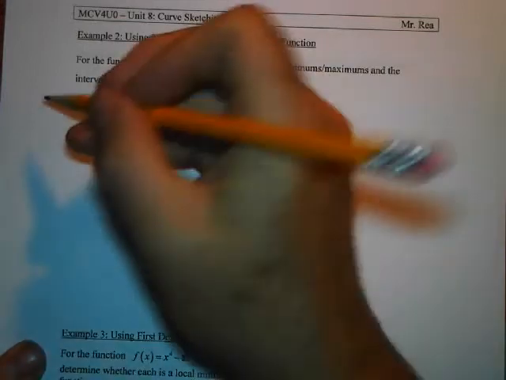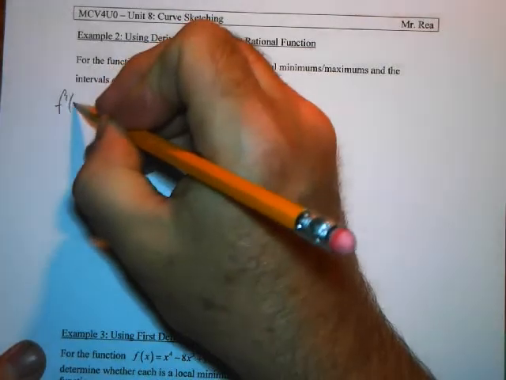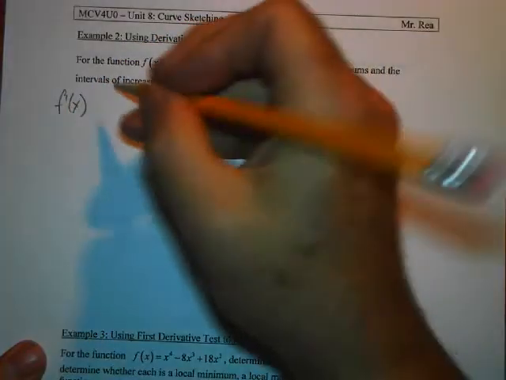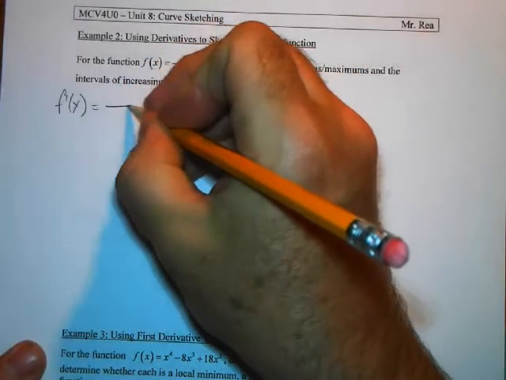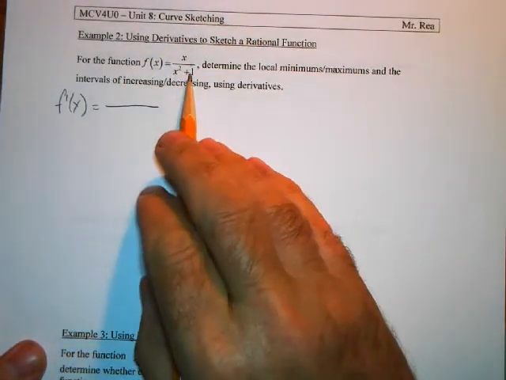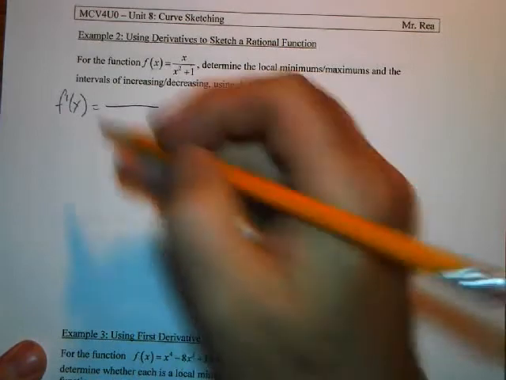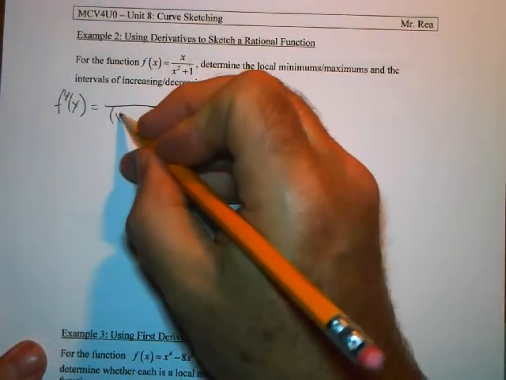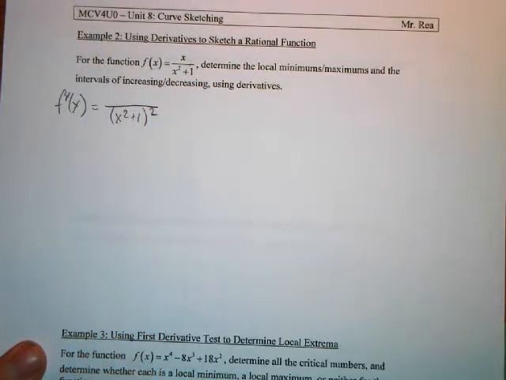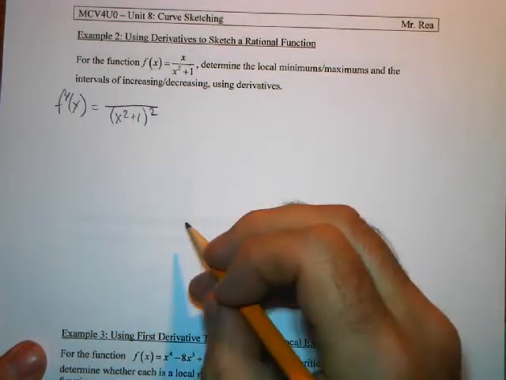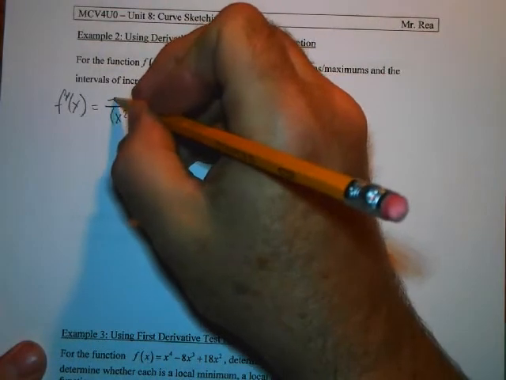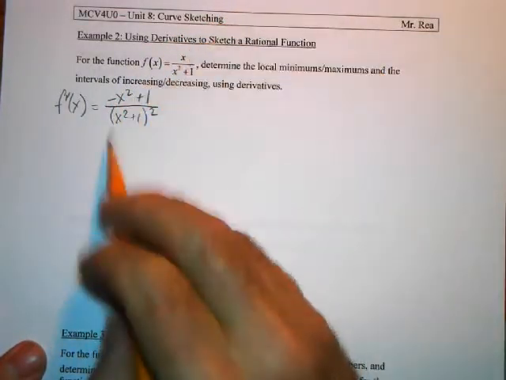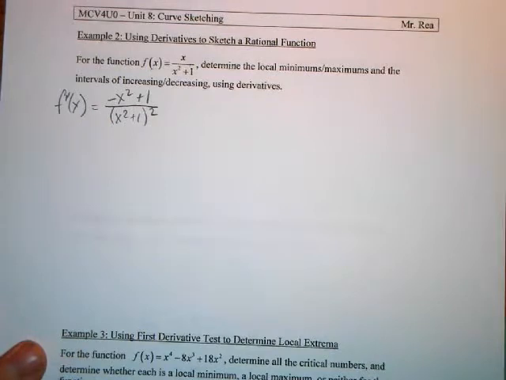I'm not going to really choose one or the other, but if you use quotient rule, the derivative function f prime of x will have the bottom part x squared plus 1 squared, and the top part will work out to be, I won't do this, but -x squared plus 1. And you'll get this either way with product rule or quotient rule.